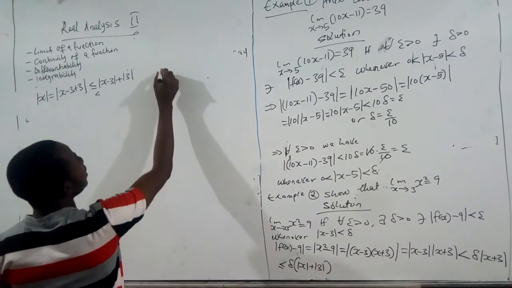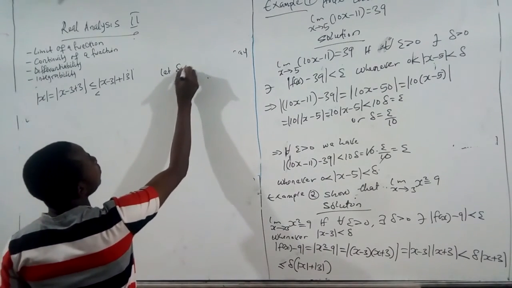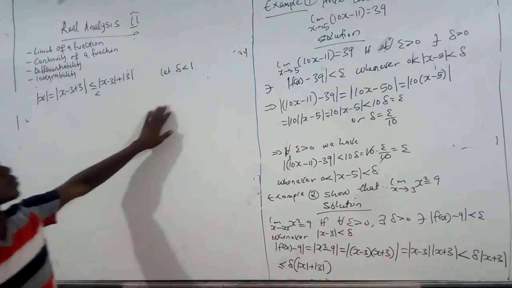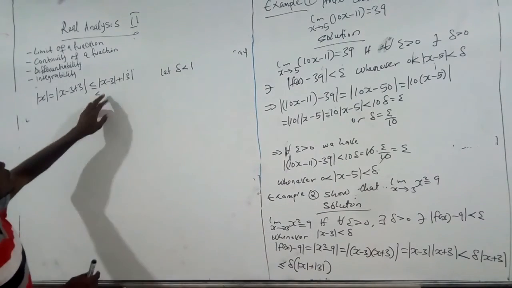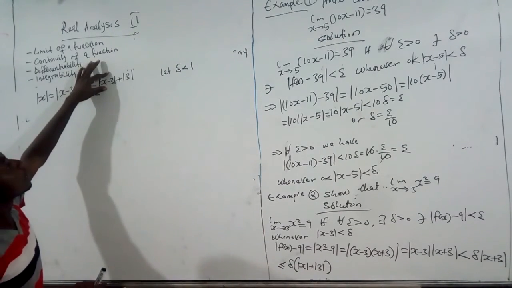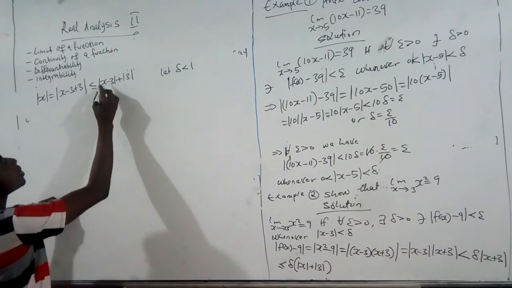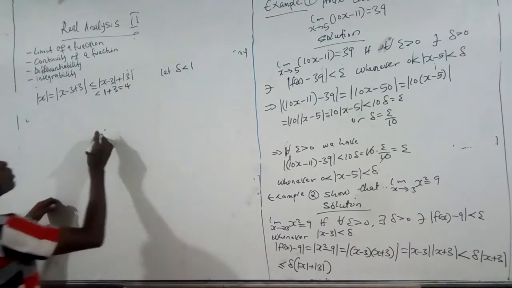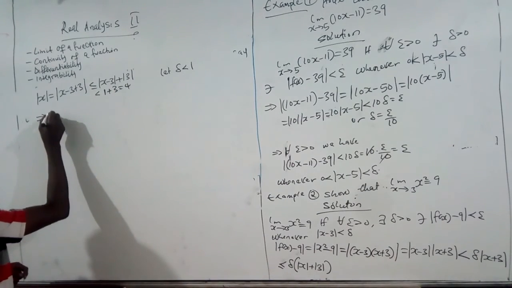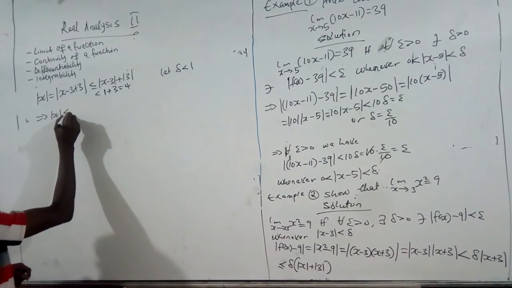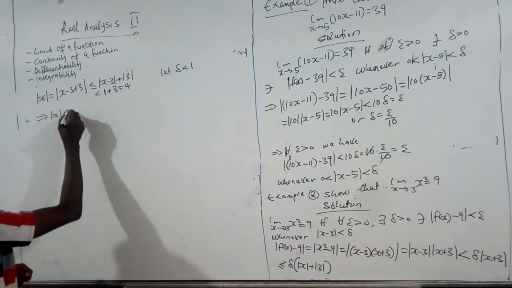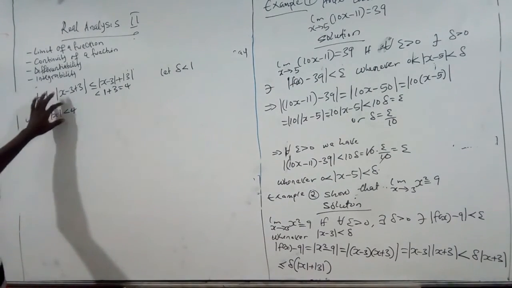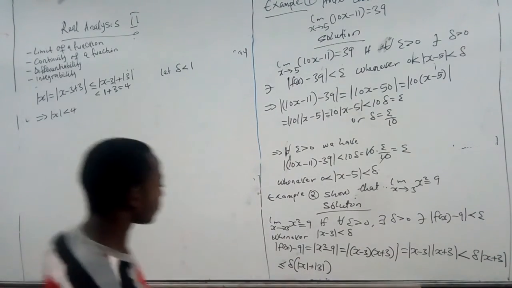So I can now say let delta be less than 1, I take delta to be less than 1. Therefore, putting this one, this is less than delta, and so I can now say this is strictly less than 1 plus 3, so this is equal to 4. So from here it implies the absolute value of x is less than 4. Now I've got my value of x, then I can come back and substitute into here.